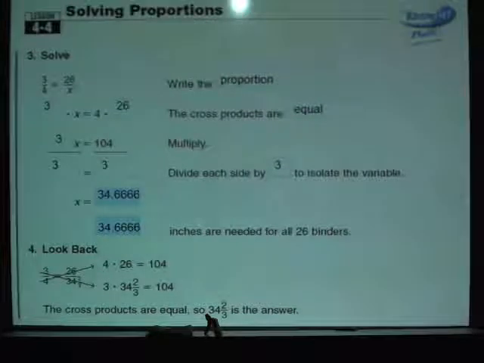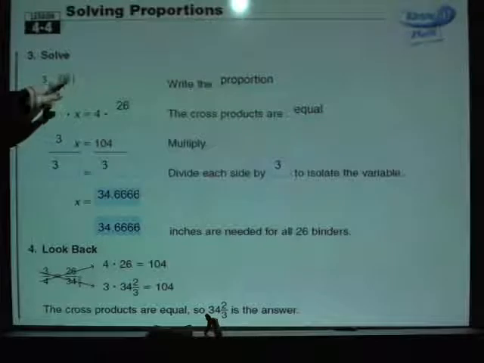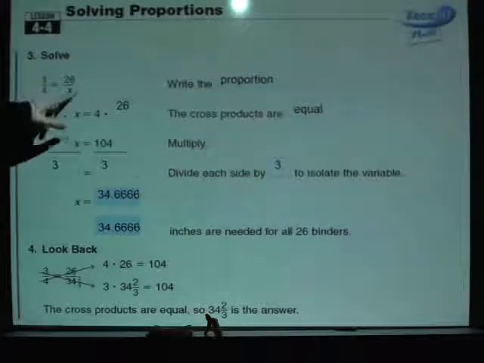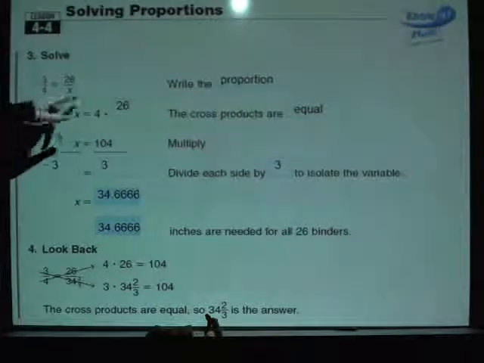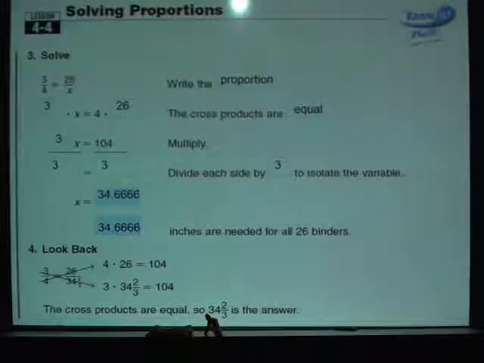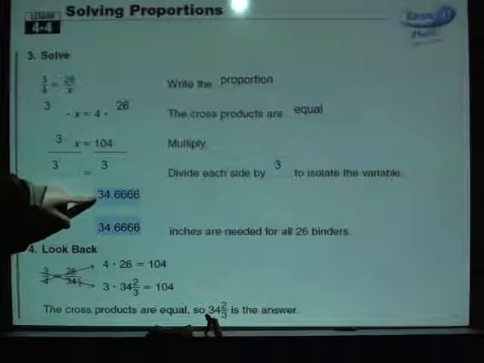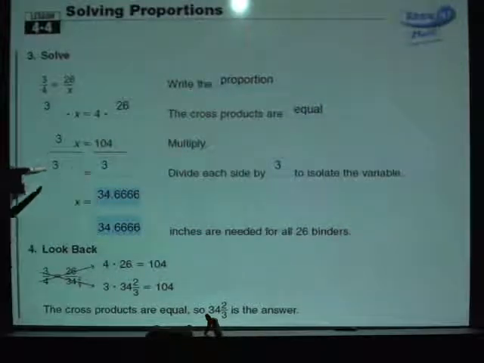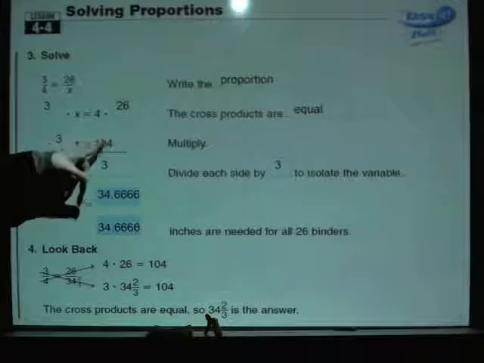We're going to instead use the cross products like this section is talking about. So I'm saying on this one diagonal, it's 4 times 26. Well, 4 times 26 is 104. On the other diagonal, it's 3 times x. So 3 times what number is 104? Well, when I take 104 and divide it by 3, I find out that the answer is 34.6 repeating, or 34 2/3.